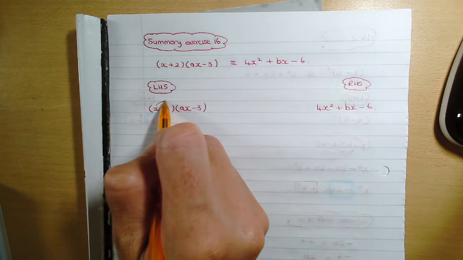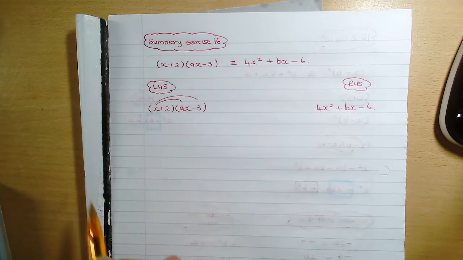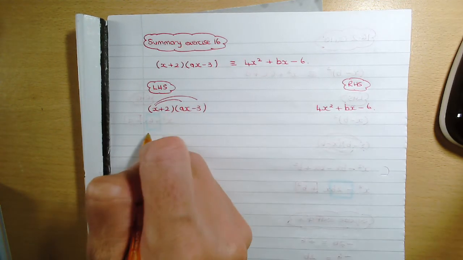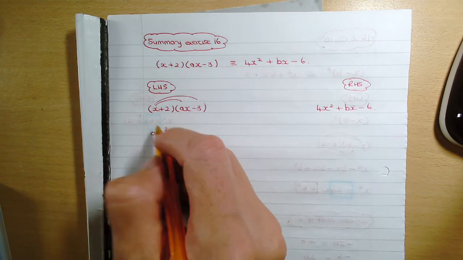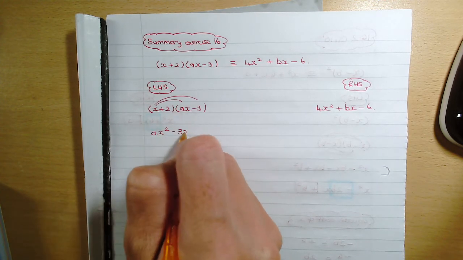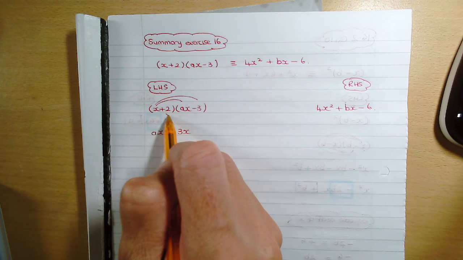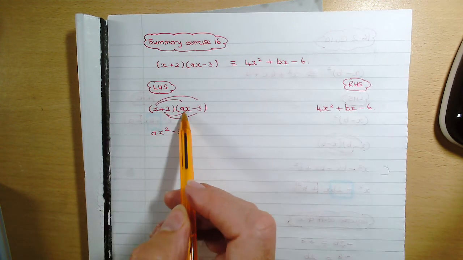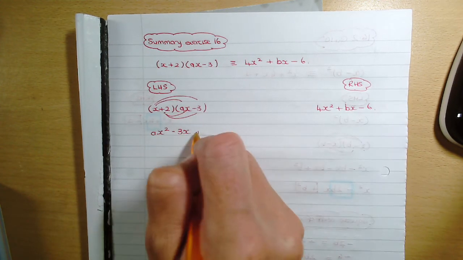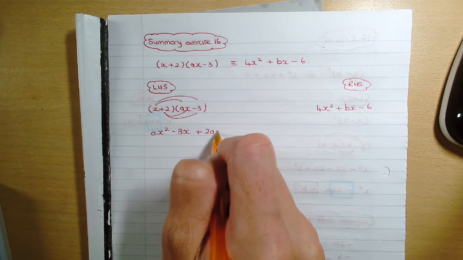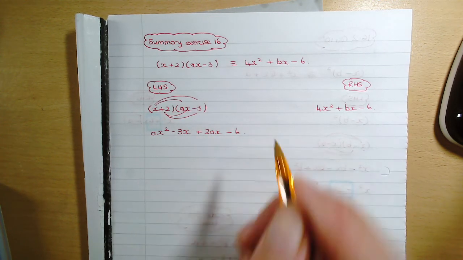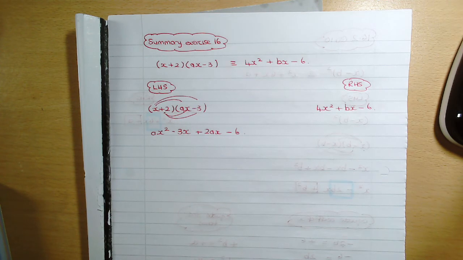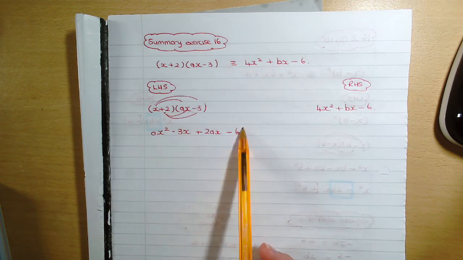So go to the first term in the first bracket, multiply it by each term in the other one. X multiplied by ax is ax squared. X multiplied by negative 3 is negative 3x. Go to the second term in the first bracket, multiply it by every term in the other one. So plus 2 multiplied by ax is positive 2ax. Then positive 2 multiplied by negative 3 is negative 6. Now, there's no like terms here, unfortunately.